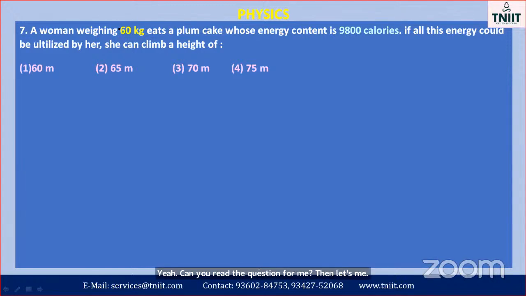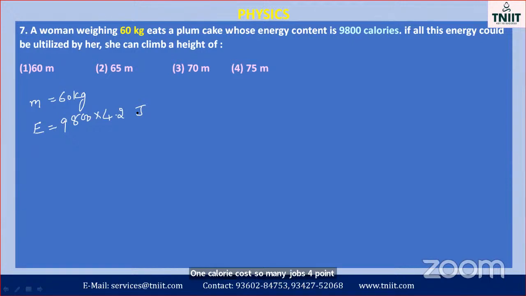A woman weighing 60 kg eats a plum cake whose energy content is 9,800 calories. If all this energy is converted, 1 calorie equals how many joules? 4.2 joules. Yeah.